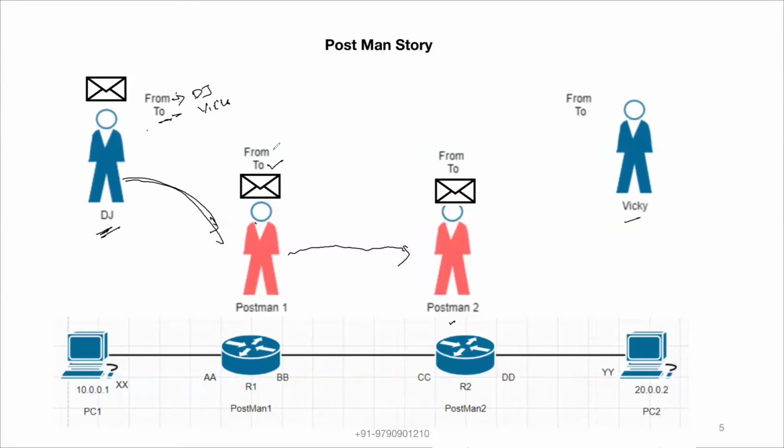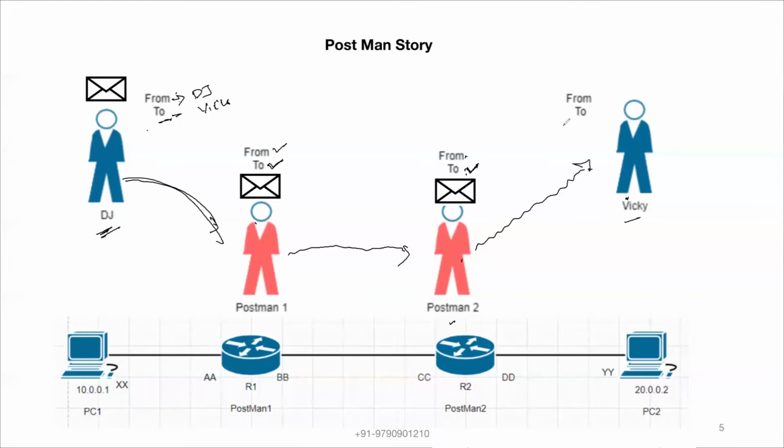Postman number 2. Are we changing the from and to address on the letter? He will receive the letter. Now which address will he see, from or to address? The to address he will see. Again he will check the to address and observe that it is Vicky's address, and he goes physically and gives the letter to Vicky. Now Vicky will check which address first, from or to address?